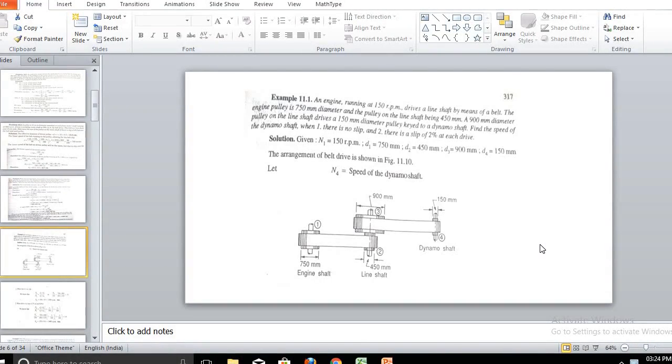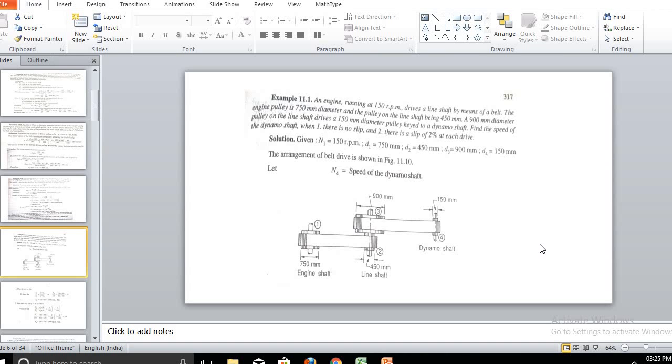So this is the next example. Here, an engine running at 150 rpm drives a line shaft by means of a pulley. The engine pulley is 750 mm in diameter and the pulley on the line shaft is 450 mm. A 900 mm diameter pulley on the line shaft drives a 150 mm diameter pulley keyed to a dynamo shaft. Find the speed of the dynamo shaft, first when there is no slip and then if there is a slip of 2% at each drive.